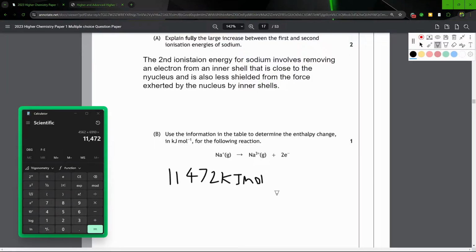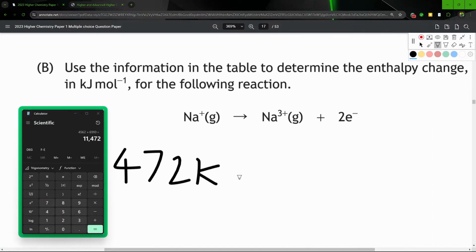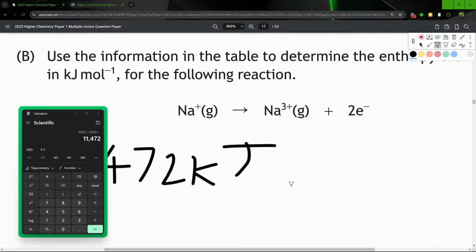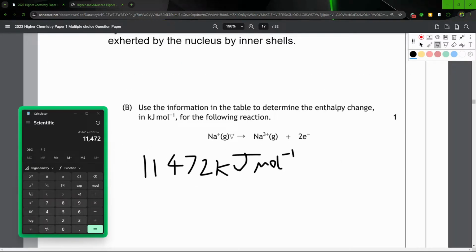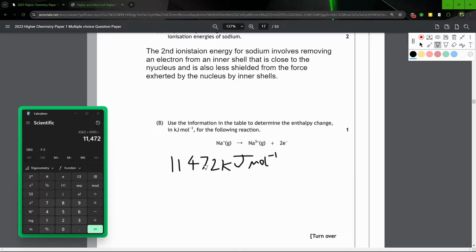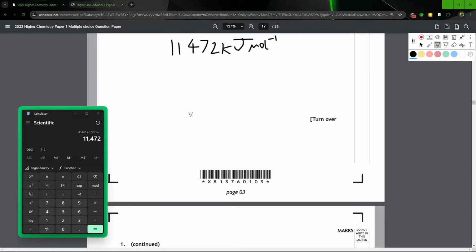I've just realised the chemistry people are like actually nuts. You have to really make this J a lot bigger than the K. And then mole minus 1, so it's kilojoules per mole. And yeah, I've done it in a really poor way, but you get what I'm on about.